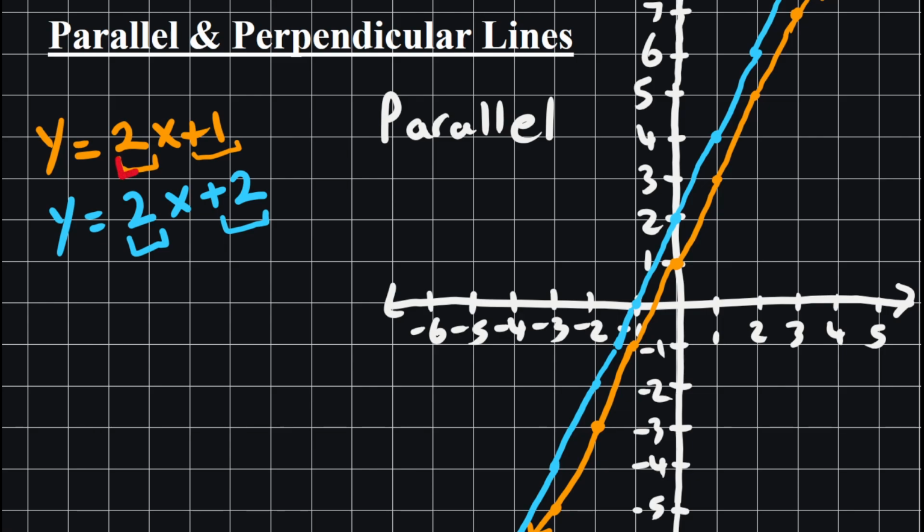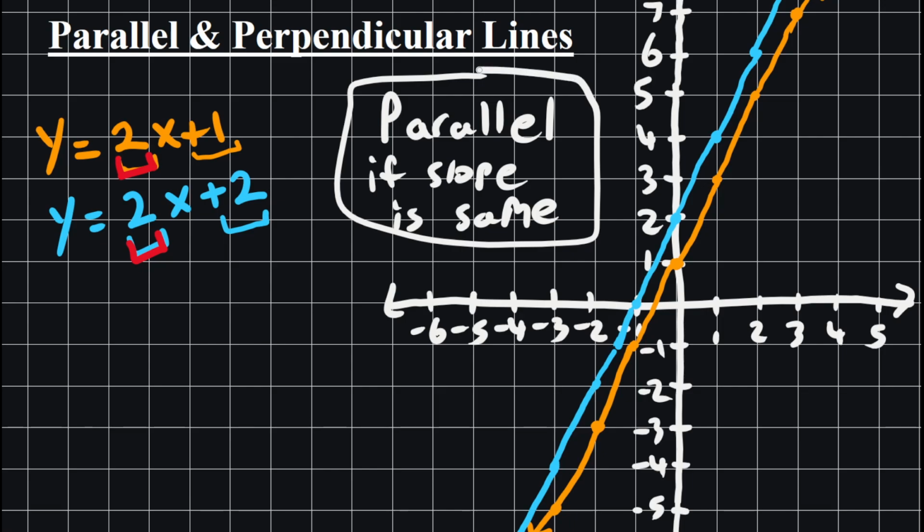Now, how can we tell that the lines are parallel? Well, notice that they have the same slope. They both have a slope of 2. Their m is equal to 2. So the rule is, two lines are parallel if they have the same slope. So if both slopes are the same, then it's parallel. And that's the golden rule. Two lines are parallel to each other if their slopes are the same.